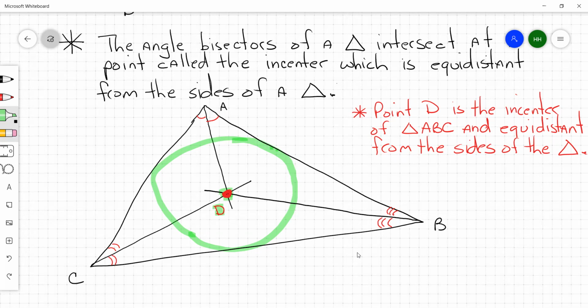A lot of information today. Any questions on what we've covered? Perpendicular bisectors and angle bisectors, their point of intersection, and how it relates to their respective triangles.